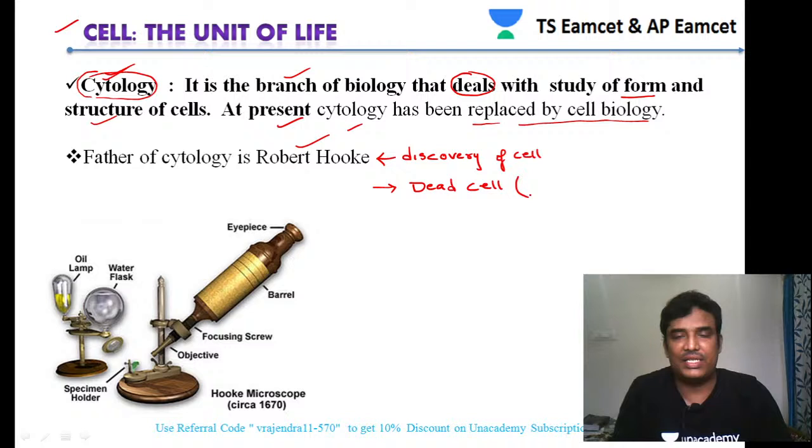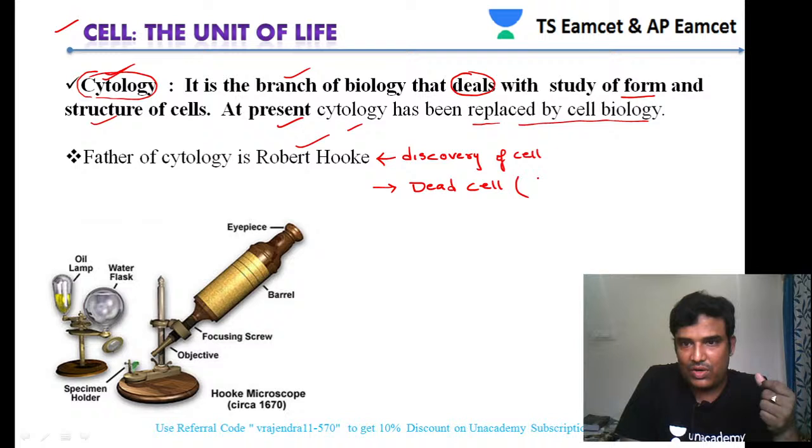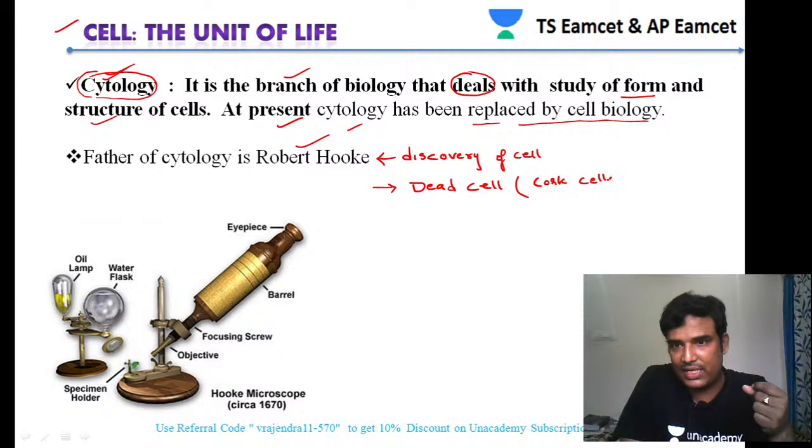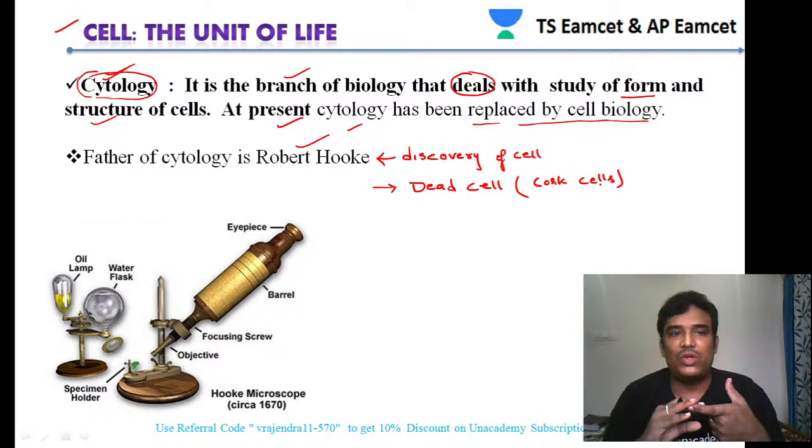So what dead cells did he discover? He discovered them in the cork. So cork cells, no doubt, are dead cells. The cell was first discovered by Robert Hooke.